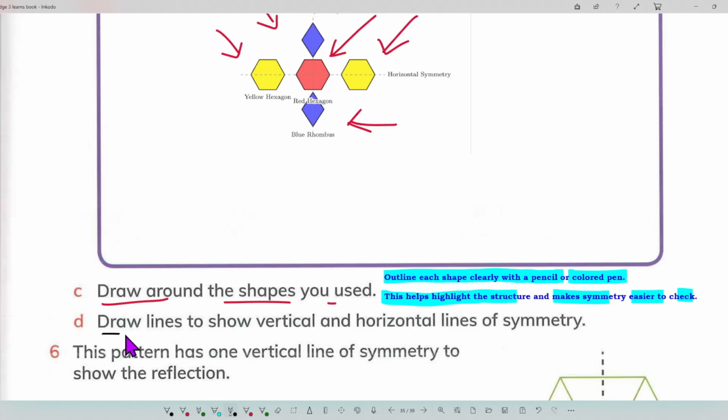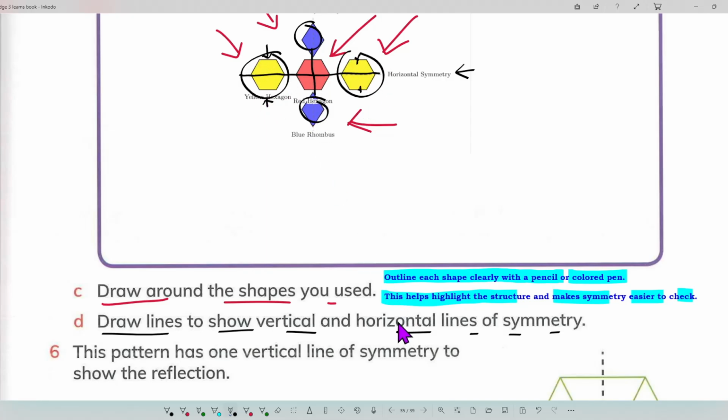Look, draw lines to show vertical and horizontal lines of symmetry. So in here, once we make a horizontal line like this, this one and this one are the same, mirror images. Similarly, once we use the vertical line, this one and this one are mirror images, right? So question 5 is done.